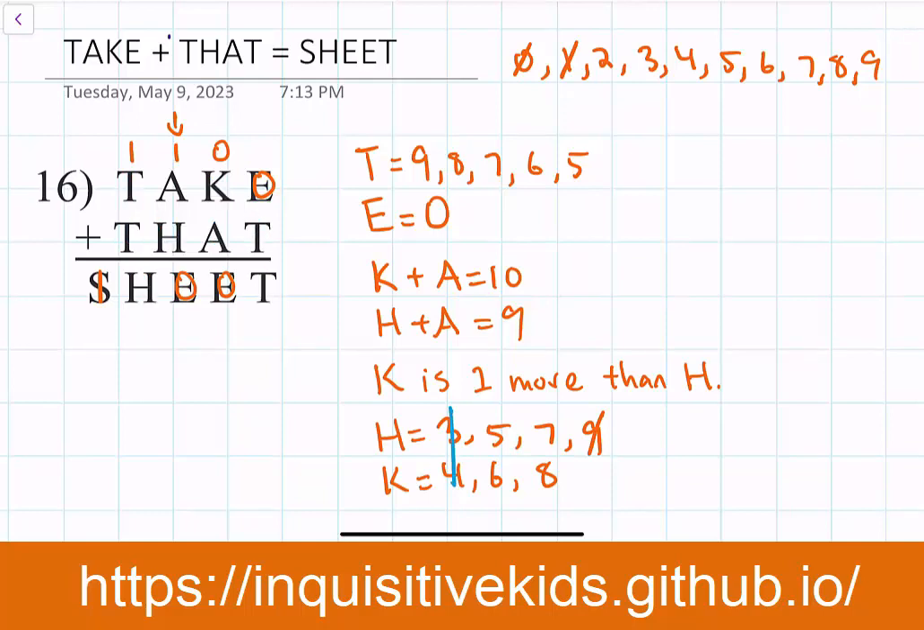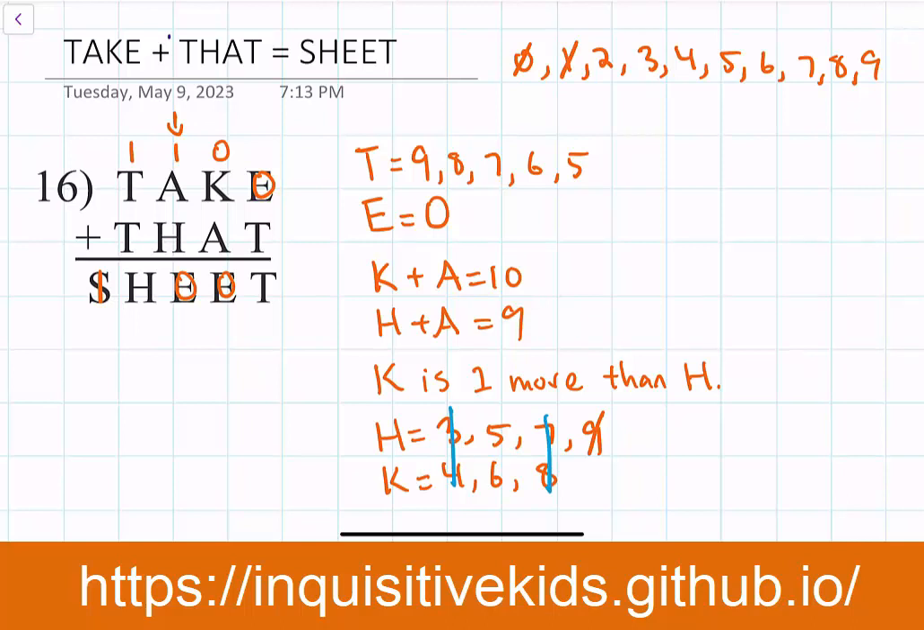Now what if we do H equals 5? If H equals 5, then T would equal 7, and K would be 6. A would be 4, and that does work out. But we still have to test out H equals 7. If H equals 7, then T would equal 8, and K would also equal 8. But T and K cannot equal 8 at the same time. They are different letters, which means that this possibility will not work out. This leaves us with only one possibility, which is H equals 5 and K equals 6. And that is our solution.